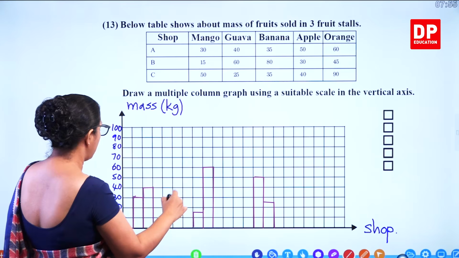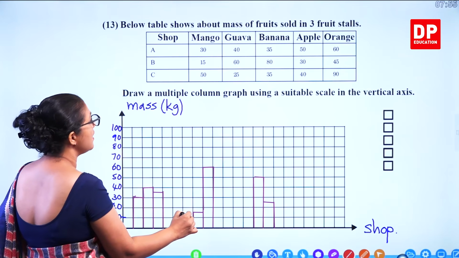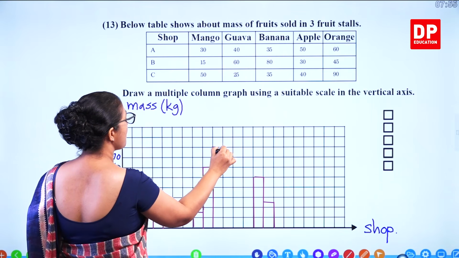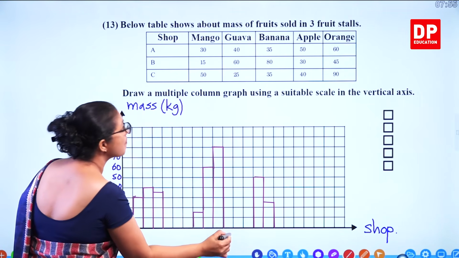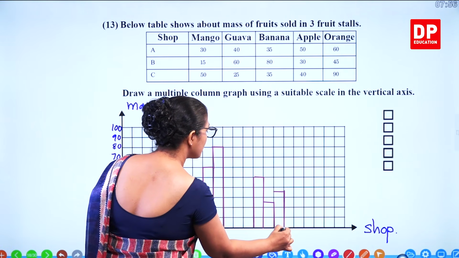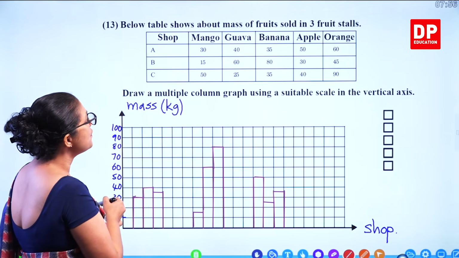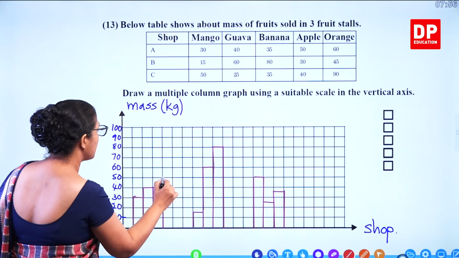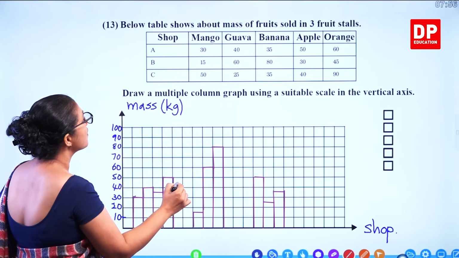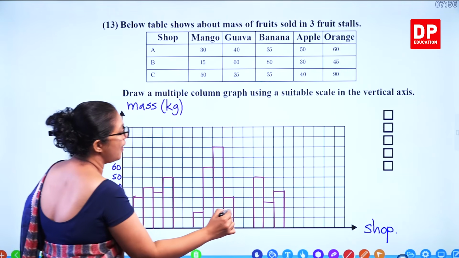35, 80, 35. 35 is here. 80. 35. That's banana. Now apple, 50, 30, 40. 50. 30. And 40.